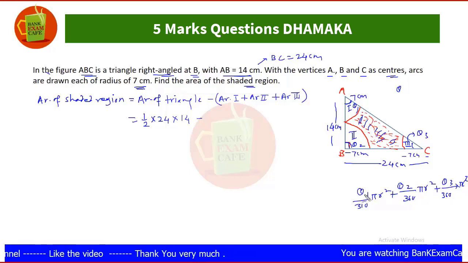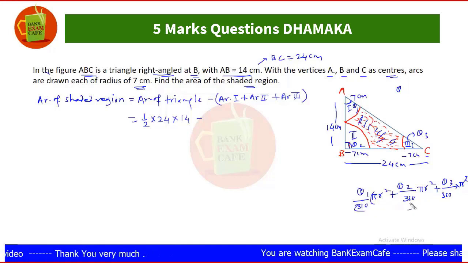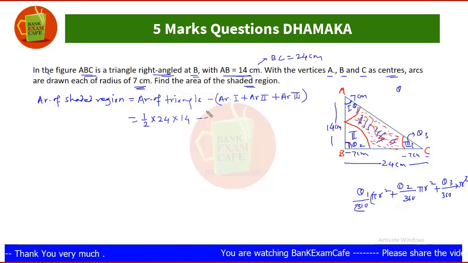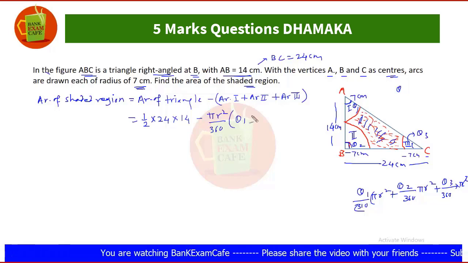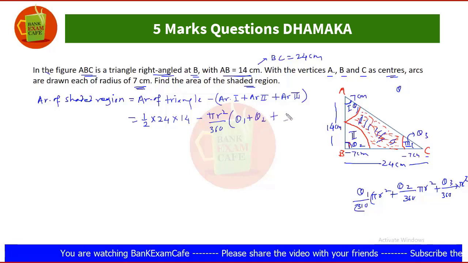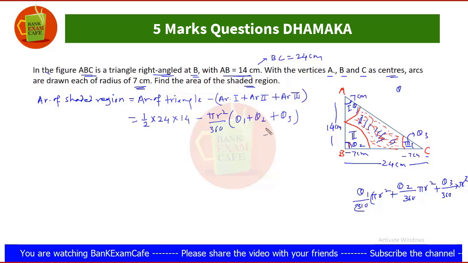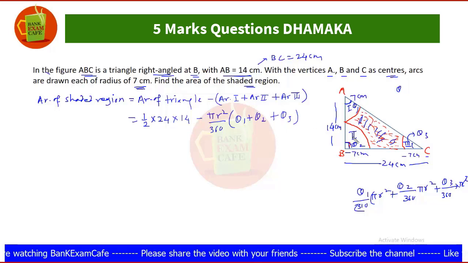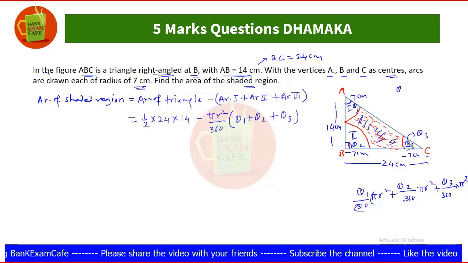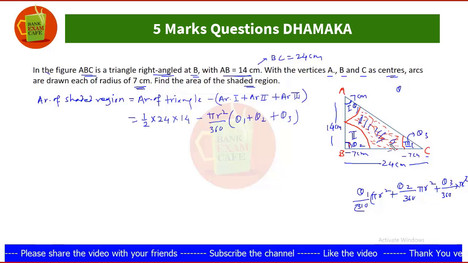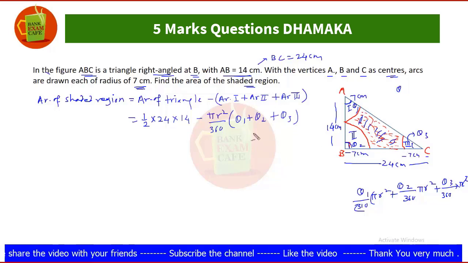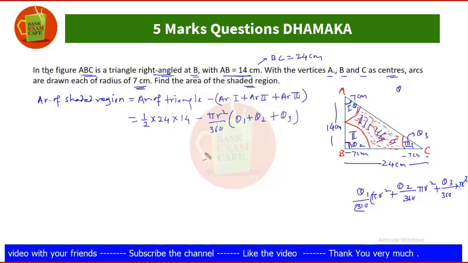But here if you take out pi r square by 360 as a common factor, then you will get pi r square upon 360 into theta 1 plus theta 2 plus theta 3, and this is the sum of the three angles of the triangle. Whatever may be the angles we do not know, but their sum will always be 180 degree. So this sum can be replaced by 180 degree.